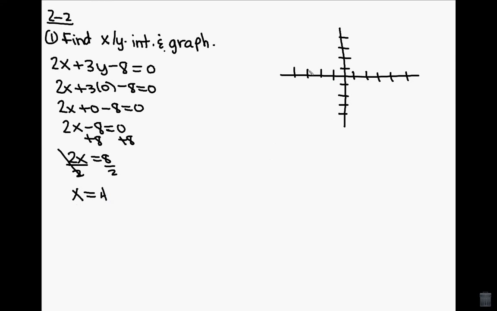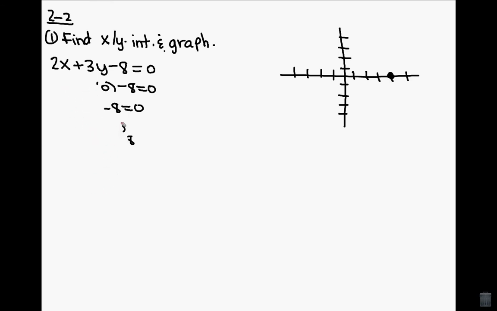So you need to go on your x-axis, which is this one, to 4. 1, 2, 3, 4. The positive x-axis, 4. Put a dot. Now, we need to find our y-intercept. To find y, you set x to 0. So I'm going to start all over. It's the same process, just substituting instead of the y being 0, this time it's the x value.